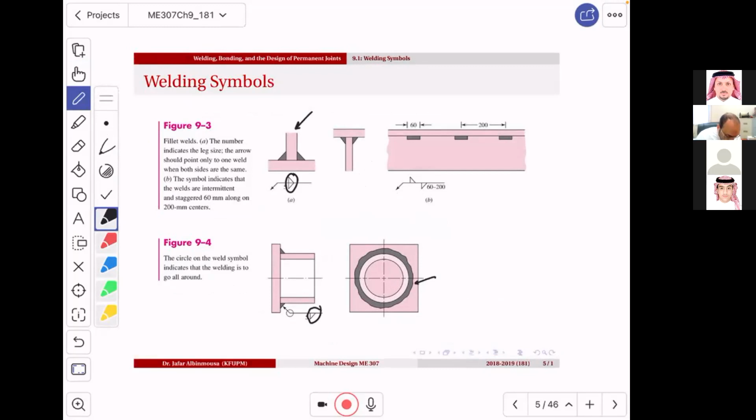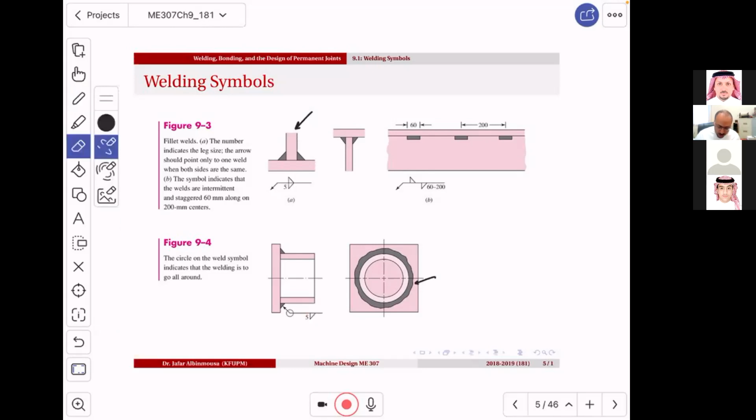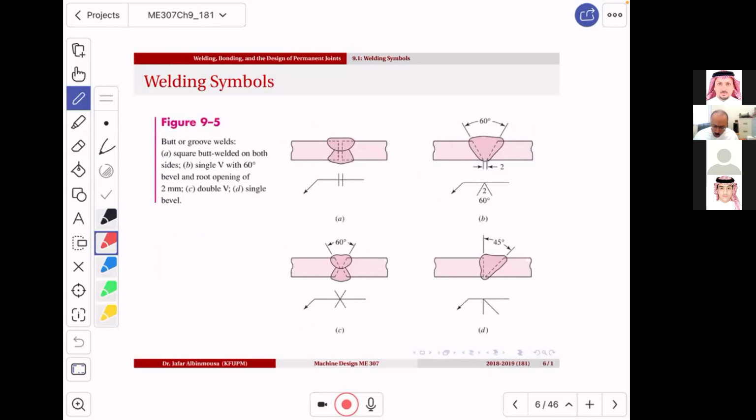And of course, there is also a number, which is called the throat. And this one, throat, means something. And it will basically come in the equation. It makes sense. If you put too much weld, it's different than if you put little weld. And this throat is a measure of that much. Okay. So what happened is this.